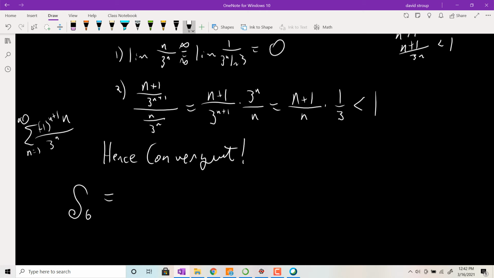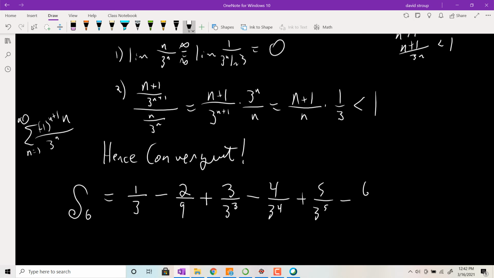So when n is 1, I get (-1) squared, which is 1, times n, which is 1, all over 3 to the 1. Then it'll be minus, and n now is 2, over 3 squared is 9. And then plus, n is 3, all over 3 cubed, minus 4 all over 3 to the 4th, and so on up to 6 over 3 to the 6. If you plop that into your calculator, you'll get 5/27, believe it or not.